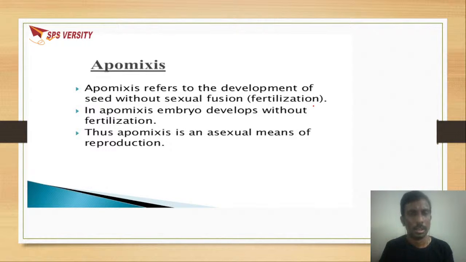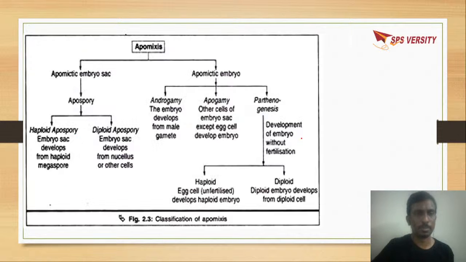That is development of seed without fertilization. How is it possible? Here in apomixis, we can see the embryo develops without fertilization. That means by asexual means. How is it possible? How is the embryo formed without fertilization?